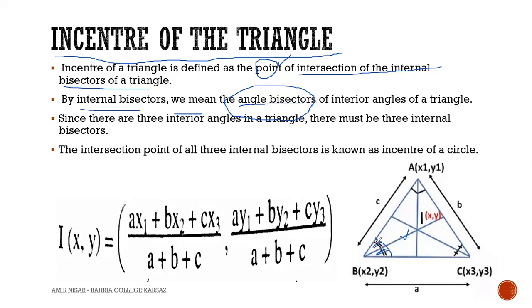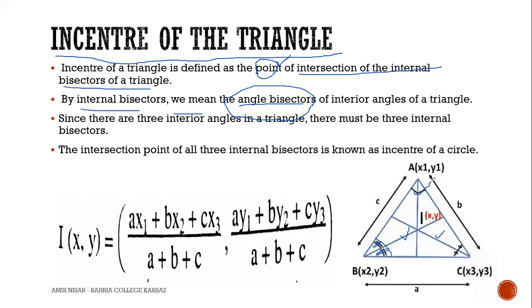Angle of this segment and angle of upper segment are equal. So this line is called internal bisector because this line is dividing this whole angle into two equal parts. Similarly, this line is also the angle bisector. Why are we saying this line is an internal bisector? Because this line is dividing this angle into two equal parts.